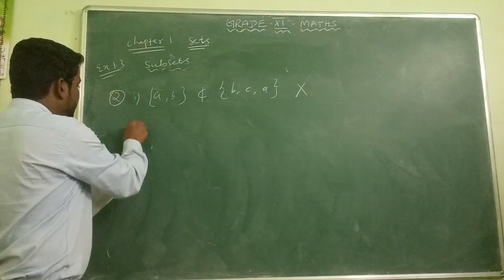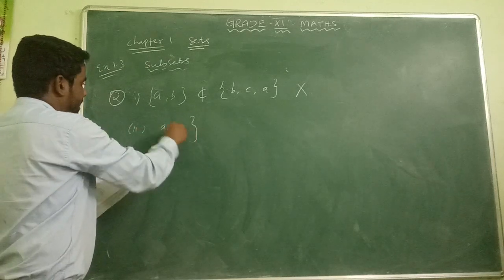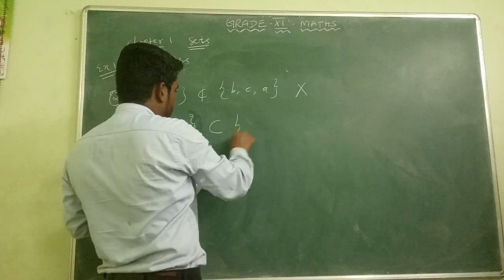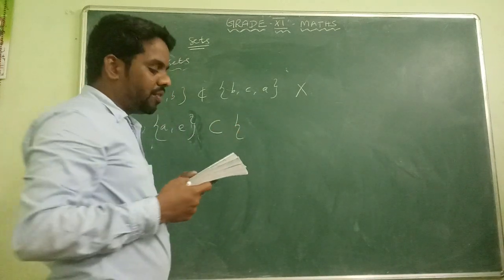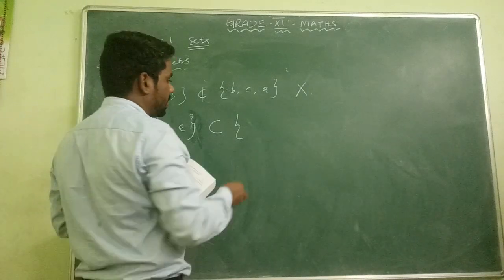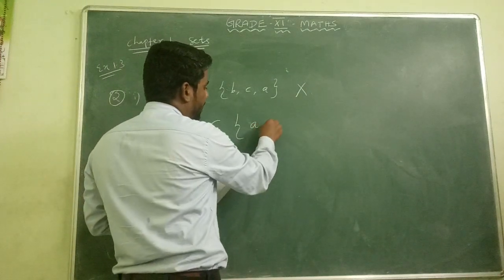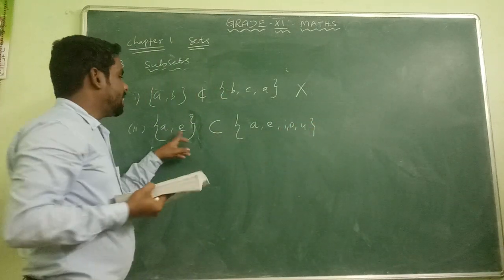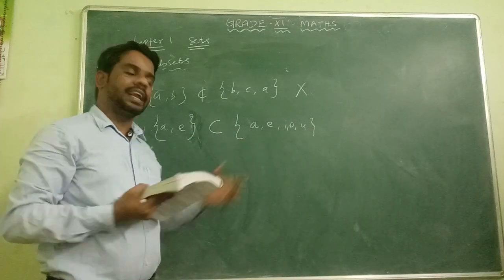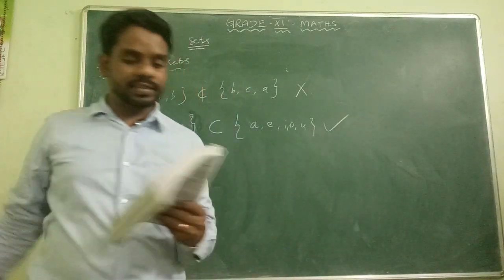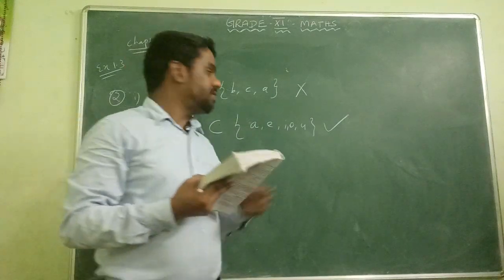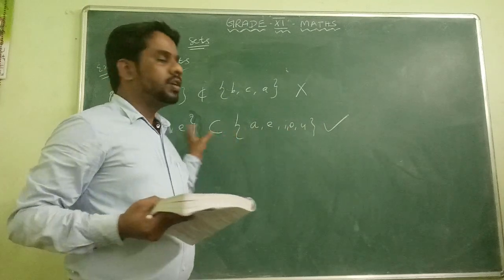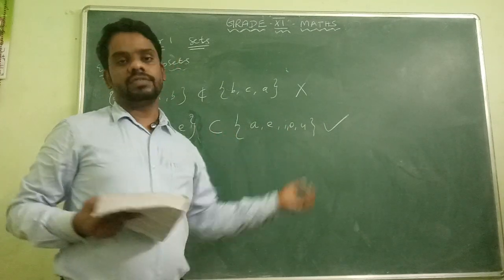Second one, {a, e} is a subset of X such that X is a vowel in the English alphabet. What are the vowels? A, e, i, o, u. So listen, here a and e belong to the second set. So the first set is a subset of the second set. So this statement is correct.